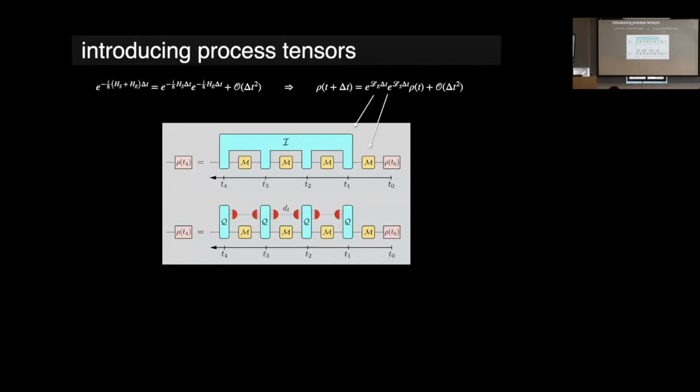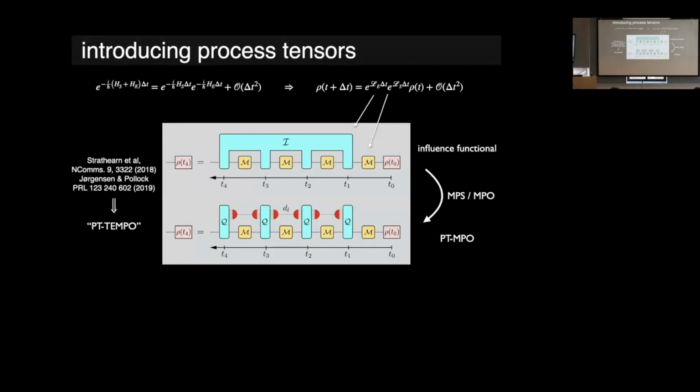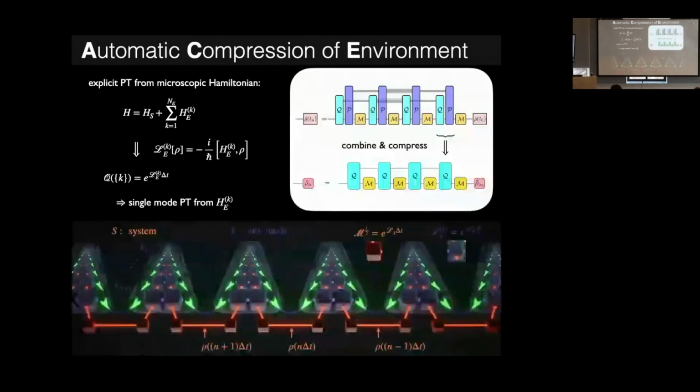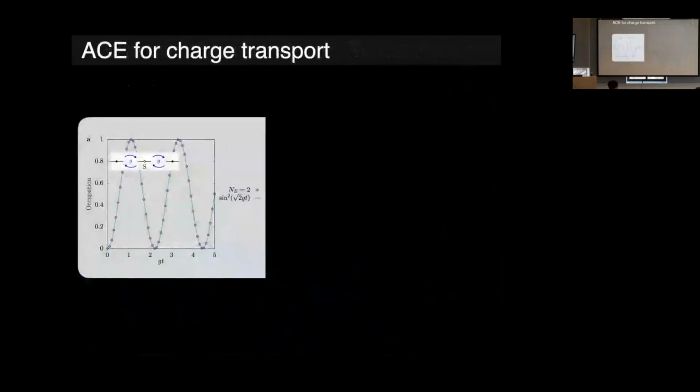So is this then similar to what Garnet Chan had in a paper about compressing the influence functional, writing it in MPS form and compressing it? I'm not sure, I don't know. We can discuss later. So let me show you what you can do with it.